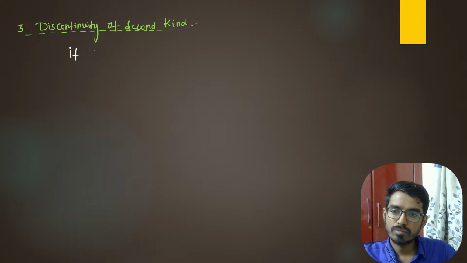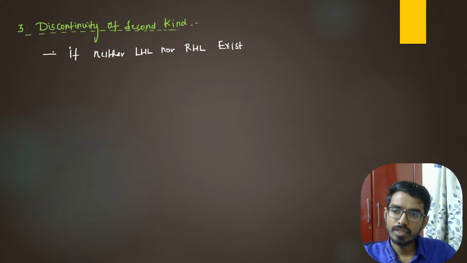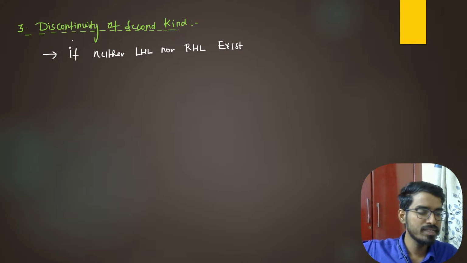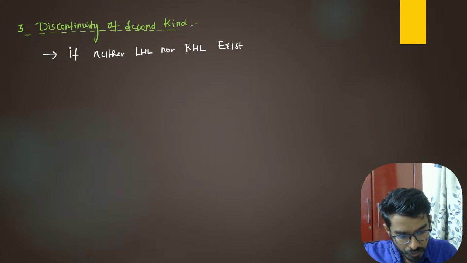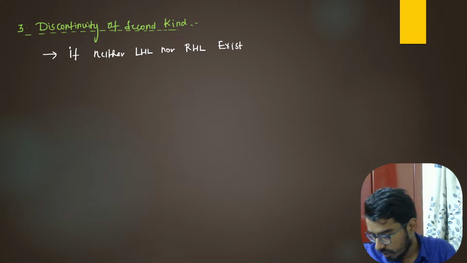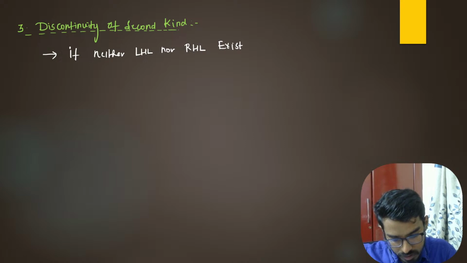If neither LHL nor RHL exists, then we say f has a discontinuity of second kind, right? That is, LHL and RHL do not exist. That means we say it has a discontinuity of second kind, right? I'll give examples.